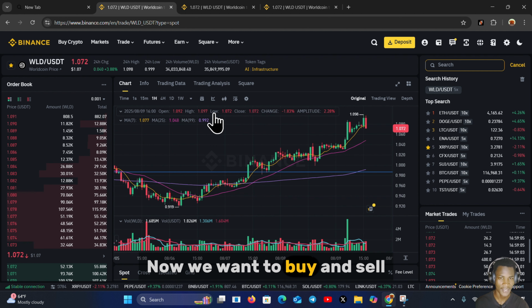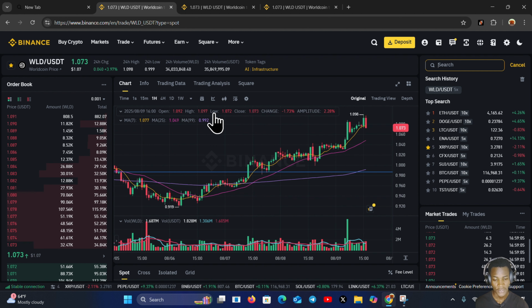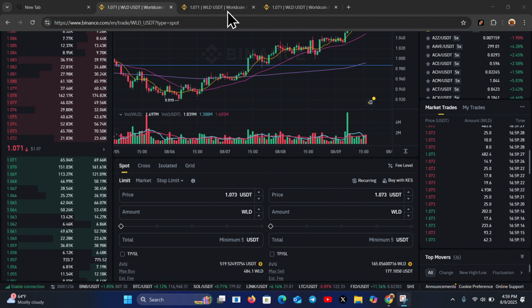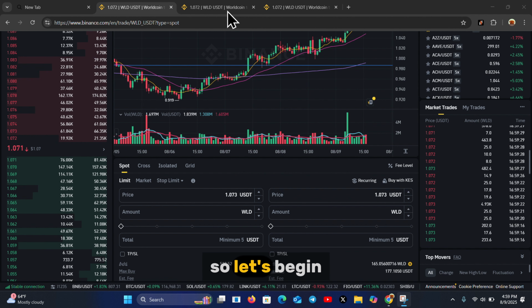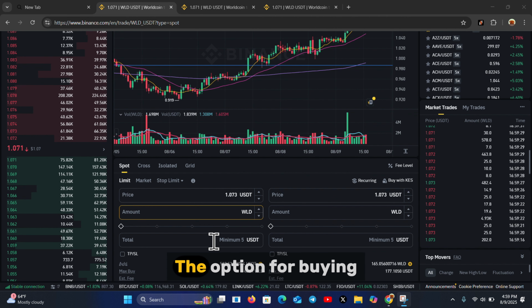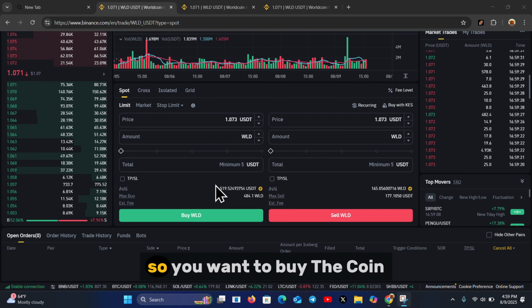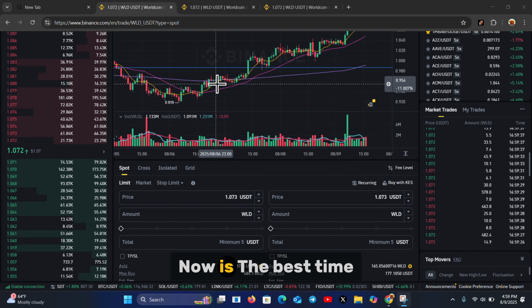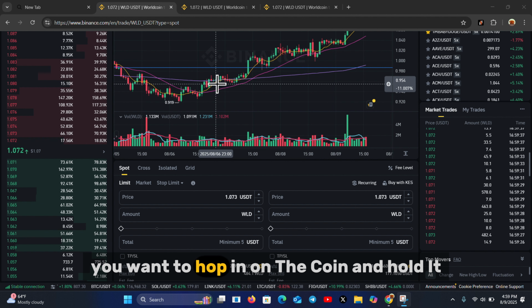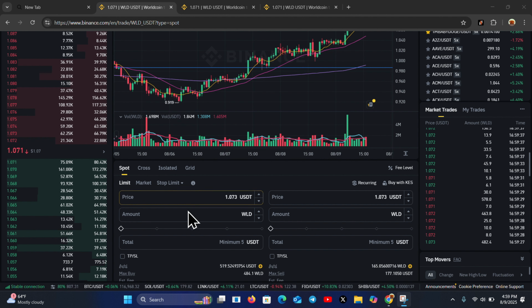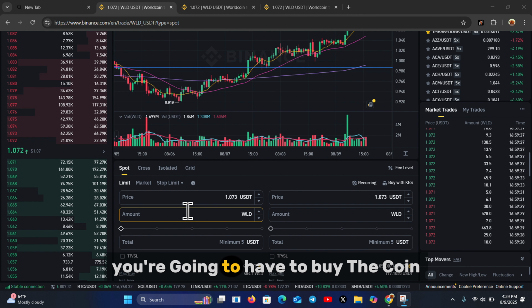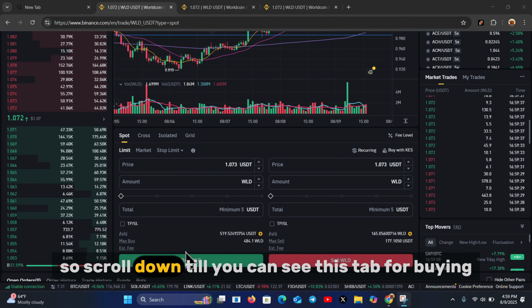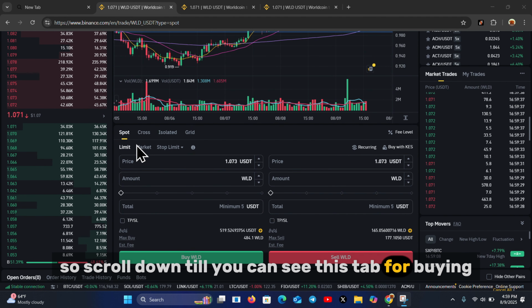Now we want to buy and sell. How do we go about that? It's very simple. Let's begin with the option for buying. So you want to buy the coin. You have done your analysis, and you have seen that now is the best time to hop in on the coin and hold it. For that, you're going to have to buy the coin. So scroll down to where you can see this tab for buying.